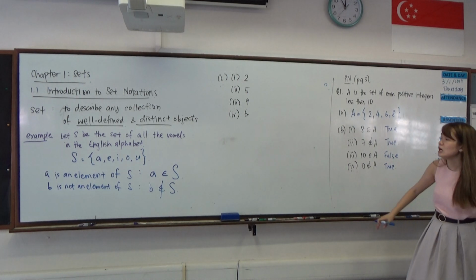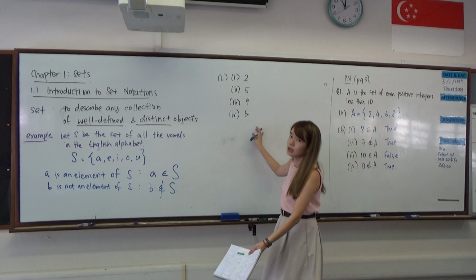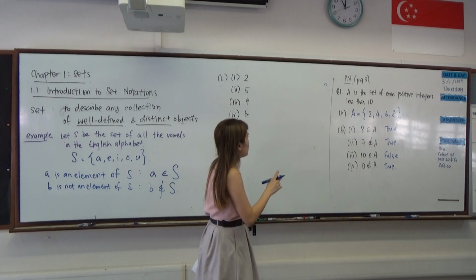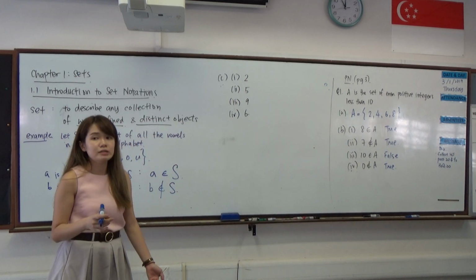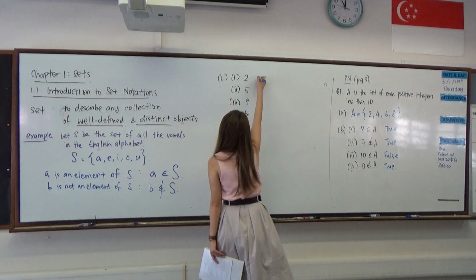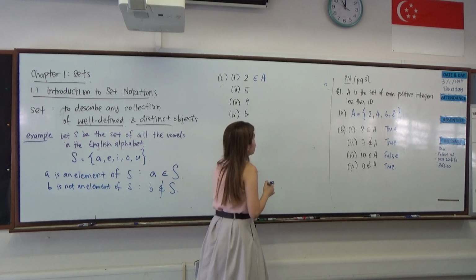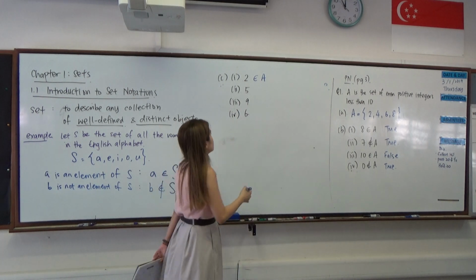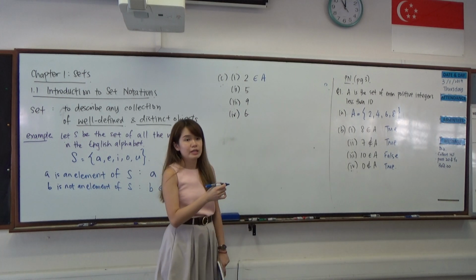Okay, so out of all these 4 numbers over here, are they an element of A or not? So part 1, yes or no? It is an element, right? So it's an element of A. 5 is yes, no, no.